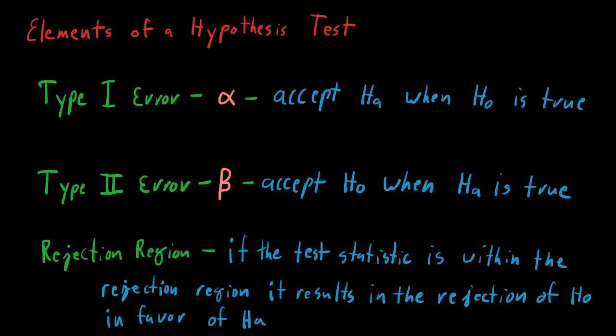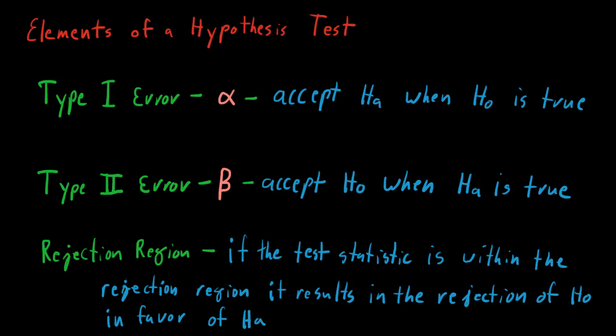When we're dealing with hypothesis testing, we have two different types of error, type 1 and type 2 error. Type 1 error, or alpha, is where we accept the alternative hypothesis when the default hypothesis is actually true. And type 2 error, or beta, is the flip of that, where we accept the default hypothesis when the alternative hypothesis is actually true.